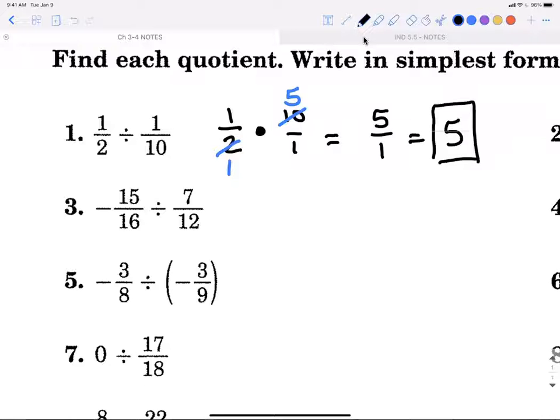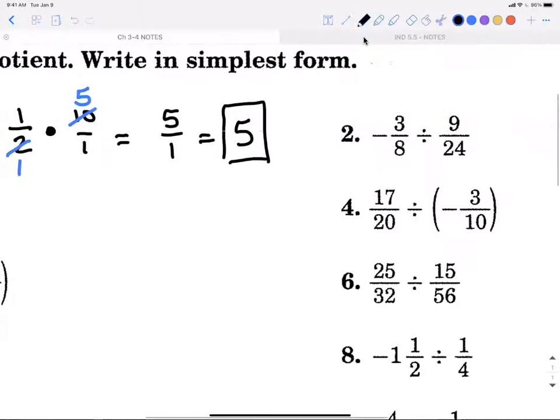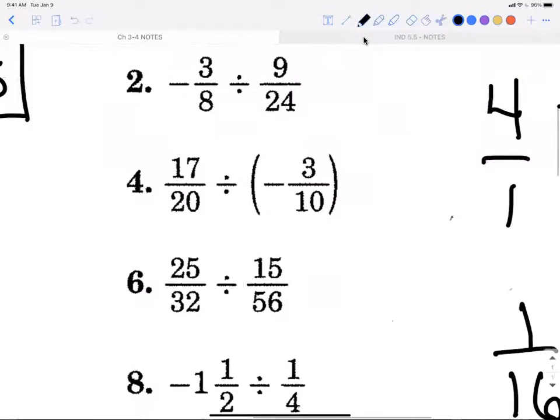All right. So if we have one like this, number 4.